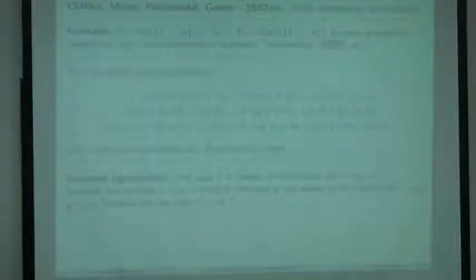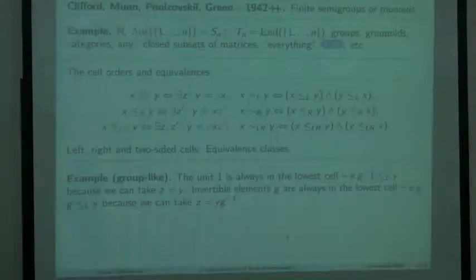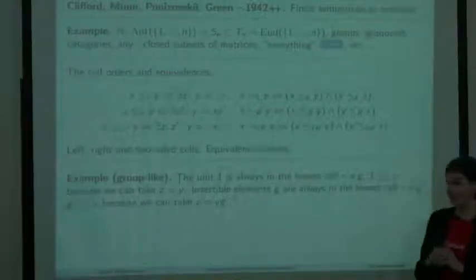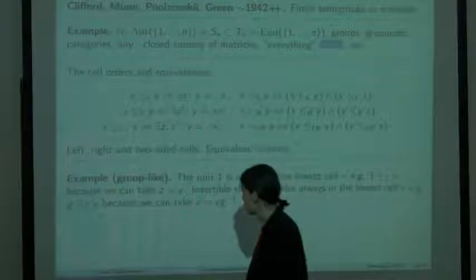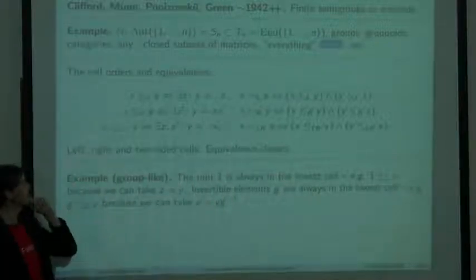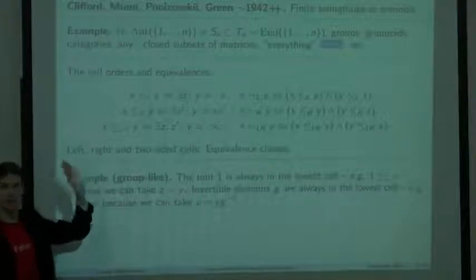But it turns out that there were some very smart people like Green, and they tell us actually we can say quite a lot about the representation theory of semigroups. So what do you do? You define cells. Cells in this context are defined as follows. You have left cells, right cells, and two-sided cells. And if you understand one of them, you understand all of them.